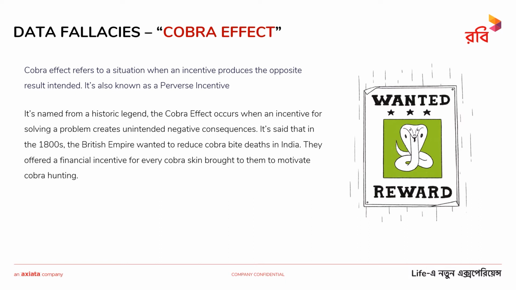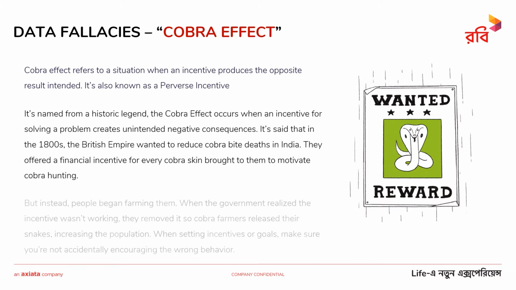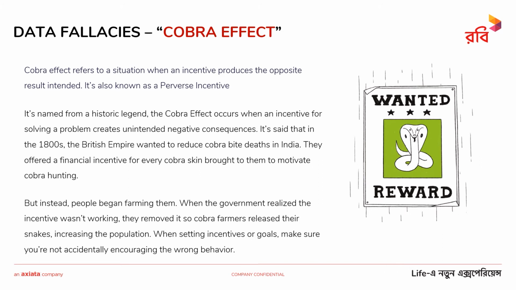It's said that in the 1800s, the British Empire wanted to reduce cobra bite deaths in India. So they offered a financial incentive for every cobra skin brought to them to motivate cobra hunting. Instead, the people began farming the cobras. So when the government realized that the incentive wasn't working, they removed it. The cobra farmers then released their snakes, increasing the population of cobras. So whenever we set an incentive or goal, make sure you're not accidentally encouraging the wrong behavior.